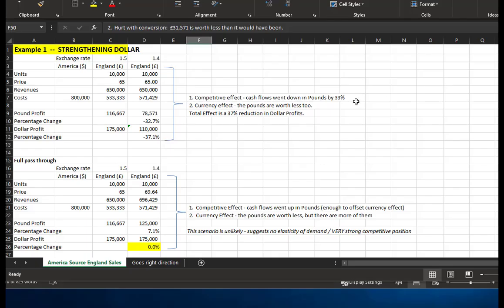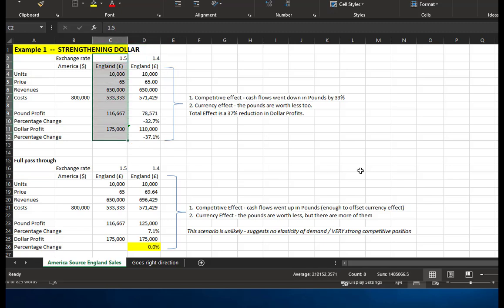So let's look at the example here. So example one, we got this strengthening dollar. Again, it's going from $1.50 to $1.40. That's the dollar appreciating, the pound depreciating. We're selling in England, and this is the base case right here. This is the baseline, what we're kind of comparing to. So we're selling 10,000 units every year, and the price is £65. That turns out to 650,000 pounds in revenues.